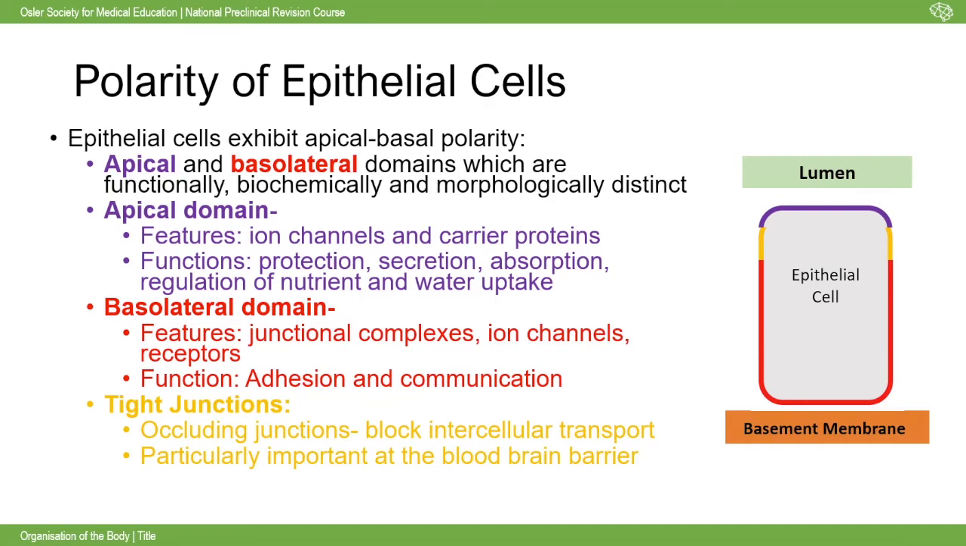So our apical domain is involved with communication with the lumen or the external tissue. So we're looking at features such as ion channels and carrier proteins, and this enables functions like protection, secretion, absorption, and nutrient uptake. Whereas our basolateral domain has features such as junctional complexes to attach cells to adjacent cells, ion channels, and receptors. So this enables the cells to communicate with each other and also with the basement membrane, and so it has a role in adhesion and communication.